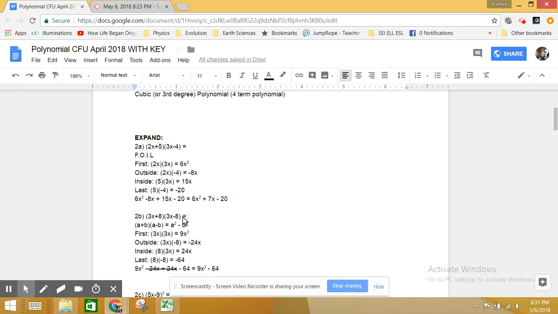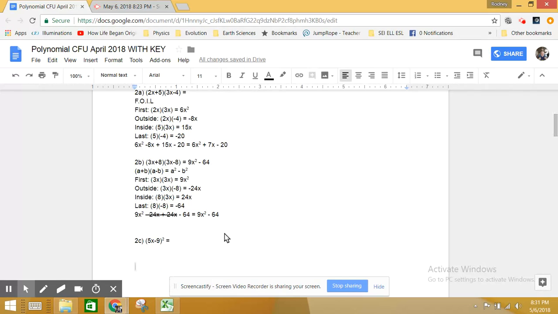So all I have to do is square the first ones. So that's 3x times 3x, so 9x squared. And then I square the last ones, and that's going to be a difference. So 8 times 8 is 64. So there you have it. It's just a difference of squares. So that's a special case. If you're having trouble with the special cases, please, please, please review that.